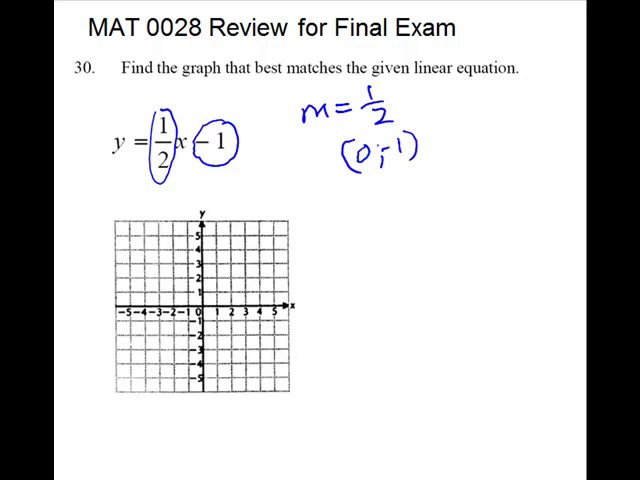Plot your point, so don't go over, go down 1. Y-intercept lands on the y-axis. From there, you're going to count up 1 and over 2 with the slope. If we want to be able to make a good line, we can do it again. Up 1, over 2, and then we'll connect the dots for our line.